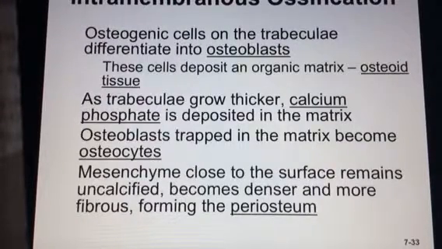On the next slide, those osteogenic cells then differentiate into osteoblasts, the same kind of pathway that we looked at in the previous video. And then the trabeculae get thicker, and then that calcium phosphate is what gets deposited in the matrix to make it strong. And then the osteoblasts are trapped in the matrix, so they then sit there and become osteocytes.